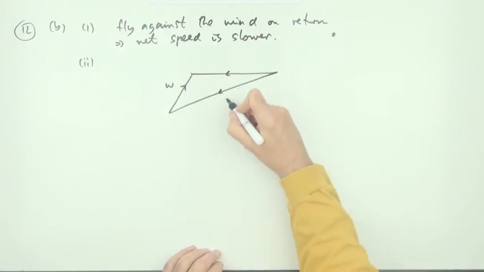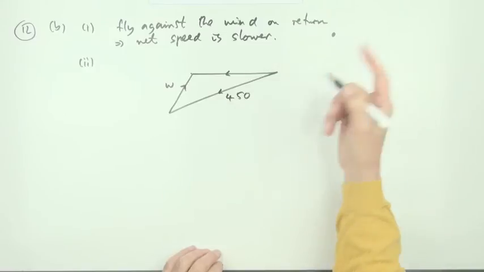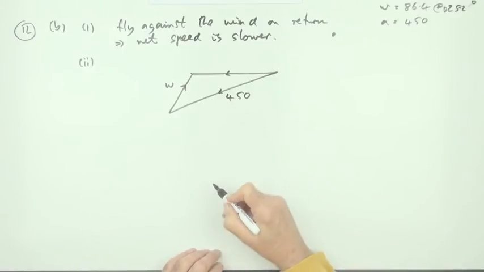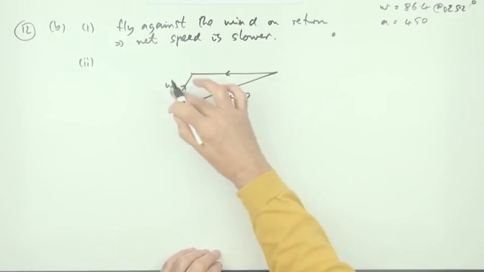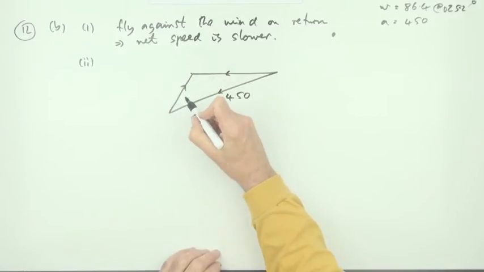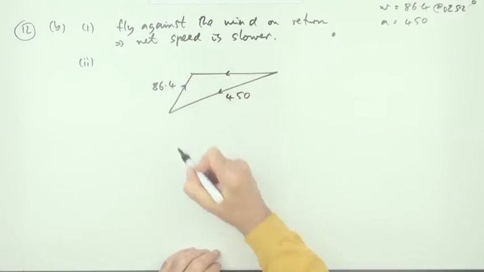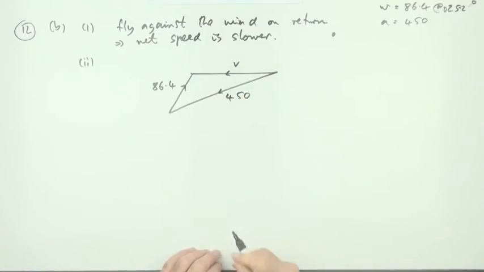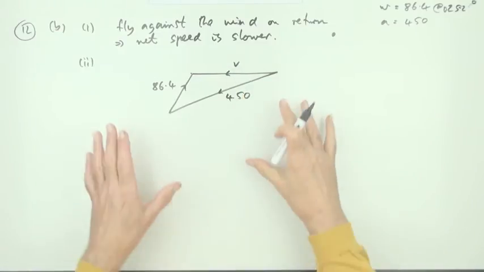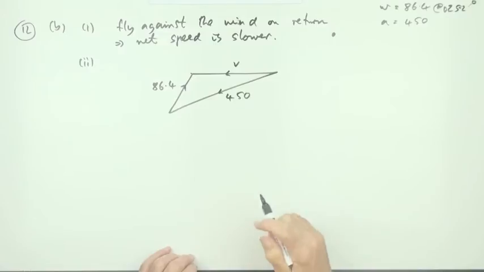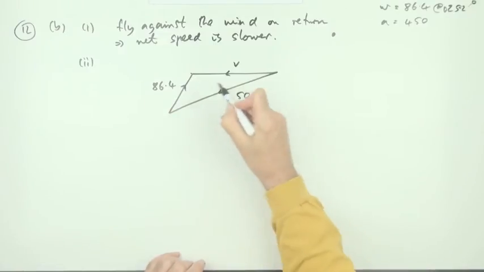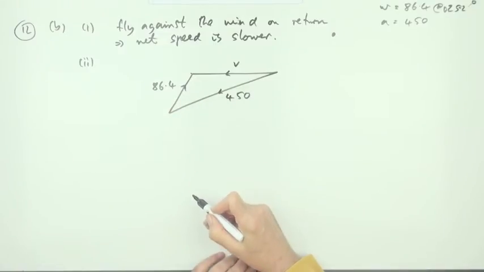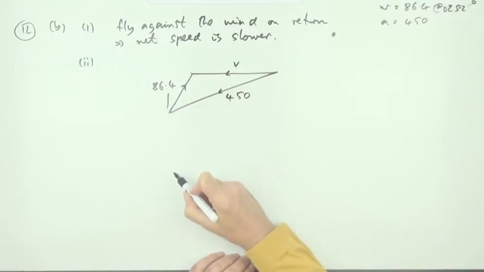So putting in the figures, that was 450. I had a note of them there. Yeah, oh, there they are. So the aircraft's going at 450. The wind's going at 86.4, and I want to work out this speed here. Now, if I'm going to do it the sines and cosines way, I need angles, specific angles inside the triangle. So that means I'll have to do some working out to begin with.